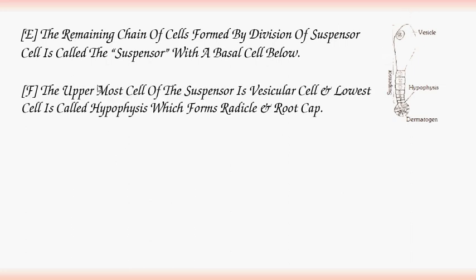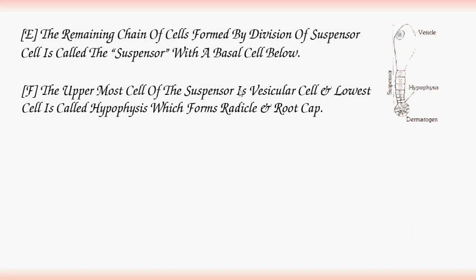The remaining chain of cells formed by division of the suspensor cell is called the suspensor, with a basal cell below. So here are the suspensor cells. This is the basal cell, the suspensor cell, and the uppermost cell of the suspensor. The suspensor cell undergoes mitotic division to form a chain of cells, and the chain of cells is called the suspensor.